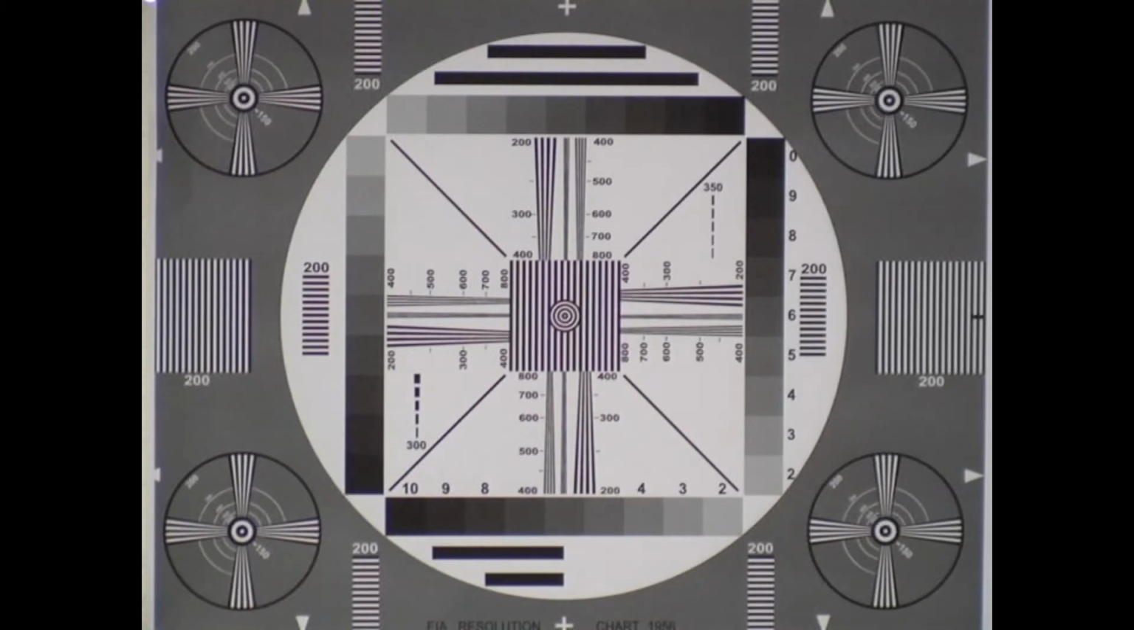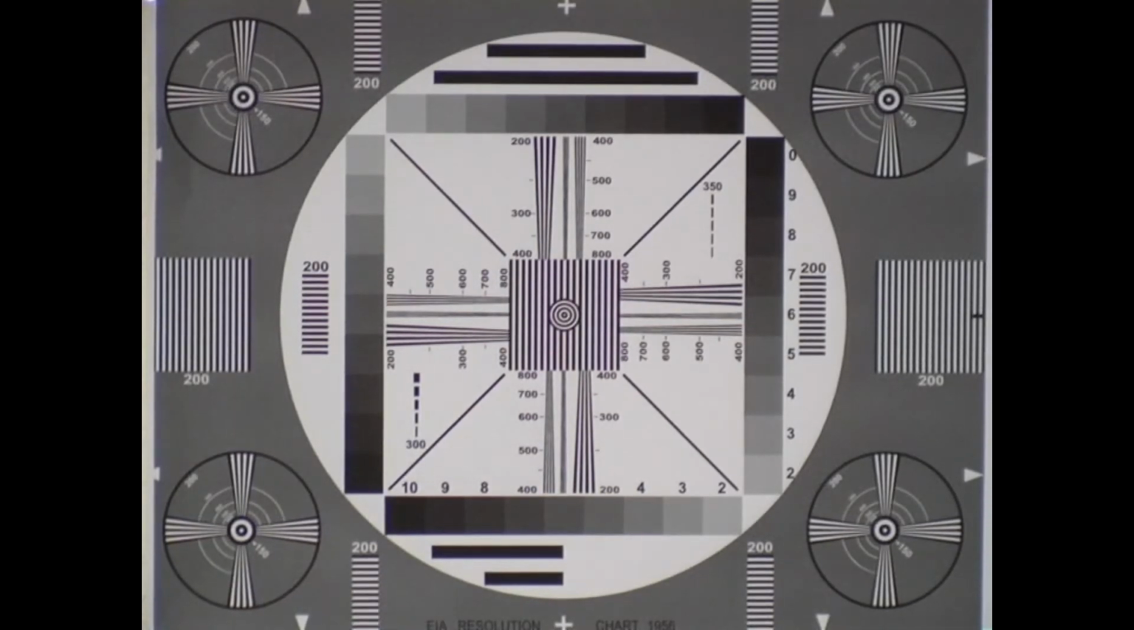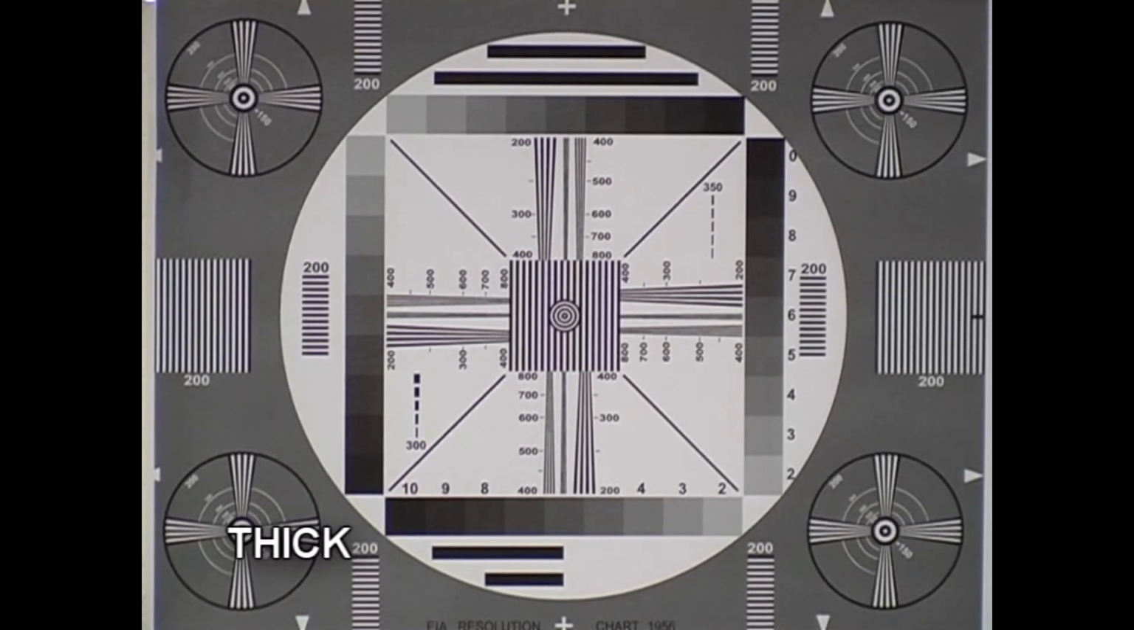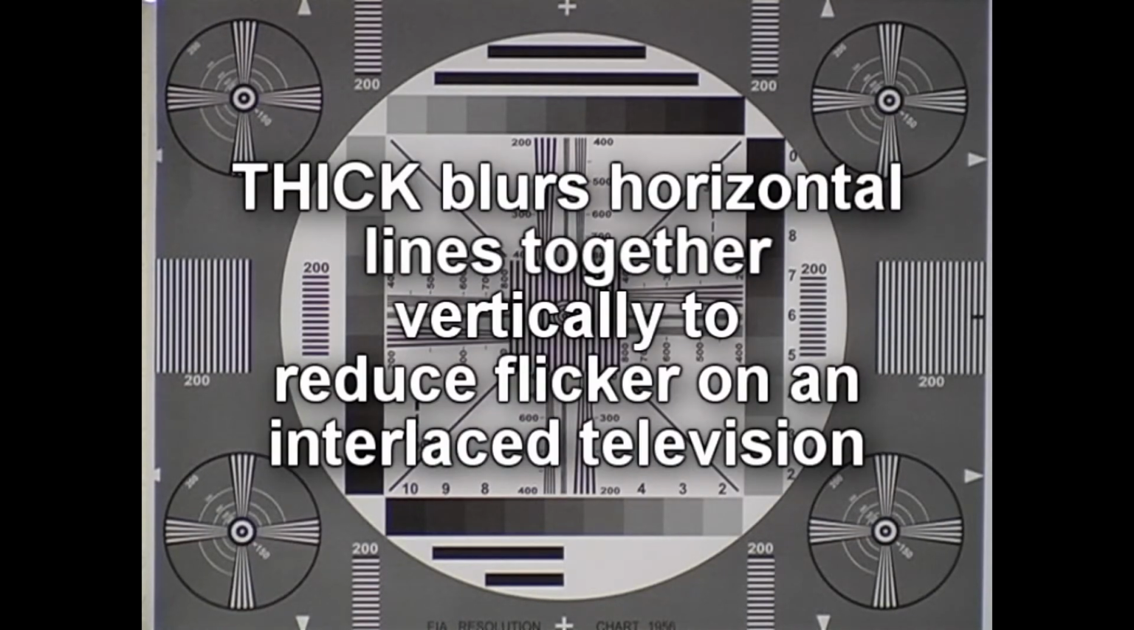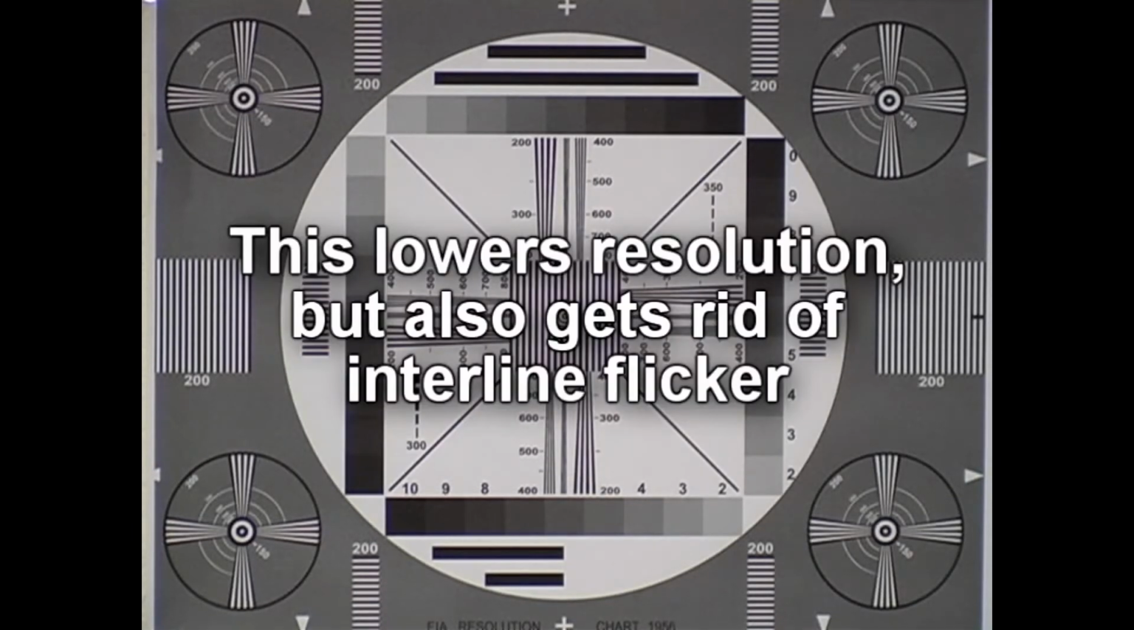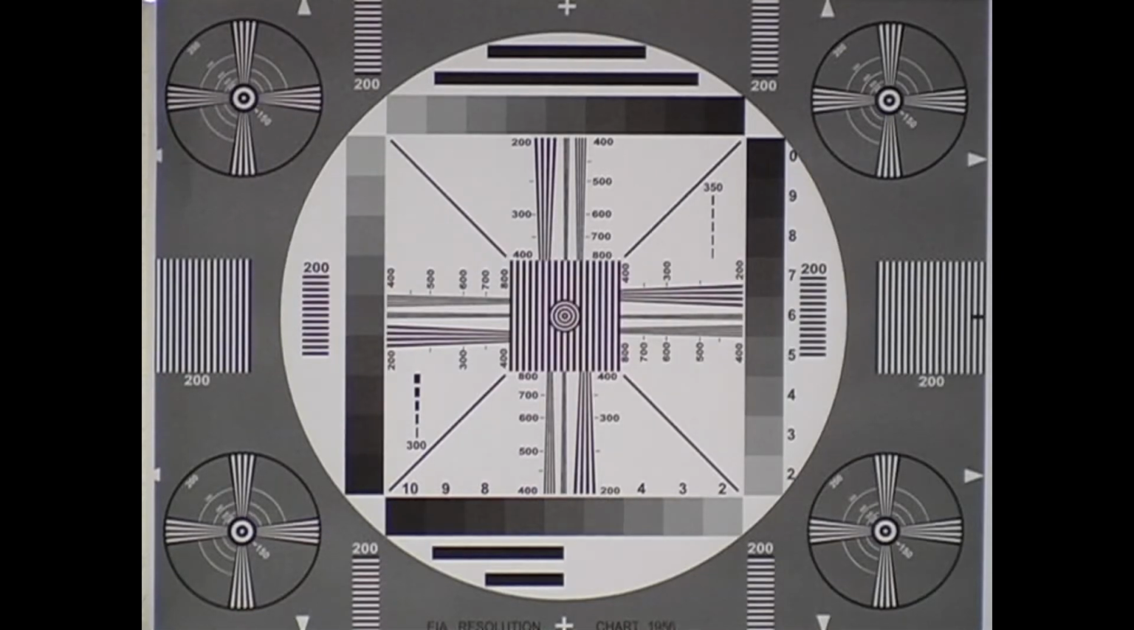This is an artifact that comes about because of interlaced televisions. And a compromise that almost every interlaced camera ever made has introduced has been to add this vertical blur filter that does the same thing as thick line detail does. It blurs the lines together a little bit, spreads them out across the fields, lowers resolution, but also gets rid of the flickering.